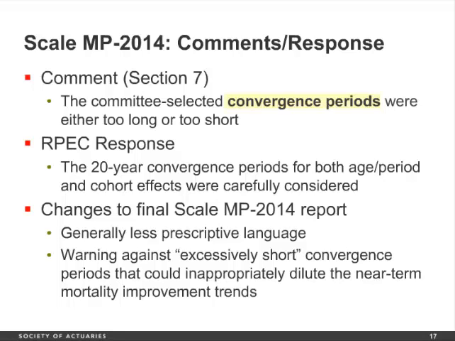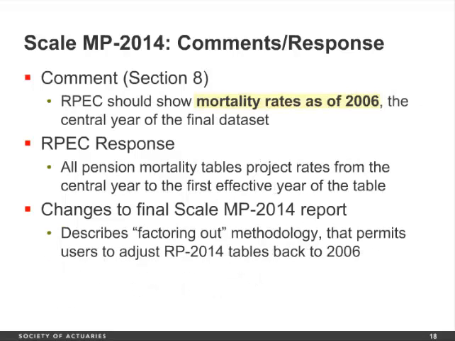So those were the changes, once again, for convergence periods. More flexibility, but with this admonition: don't go excessively short, because we think that's not going to be capturing enough of the cohort effects that we think really are going to take place.